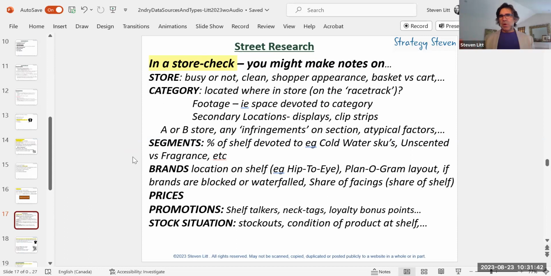So if you're looking for laundry detergent, what percent is cold water versus regular? What percent is unscented and fragrance? What are the brands involved? That's a pretty obvious one. Where are they located? How are they laid out? What are the prices, promotions, and stock situation? All pretty standard stuff that you might do when you go in to do a store check, a form of street research.